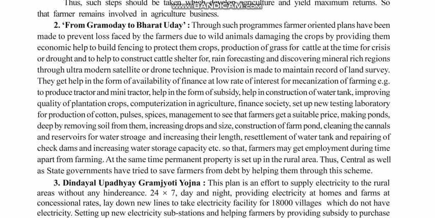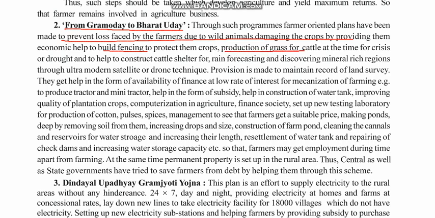The next scheme is from Gram Uday to Bharat Uday. Gram Uday means development of the villages, which will help to develop the country. Gram ka Uday to Bharat ka Uday, right? Through such programs, farmer-oriented plans have been made to prevent loss faced by the farmer due to wildlife damaging the crop. There are a lot of instances where wild animals damage the crop by entering the farms. So the government is providing subsidies for building fences to protect the crops. Electronic fences are being created so that animals don't ruin the crops grown by the farmers.